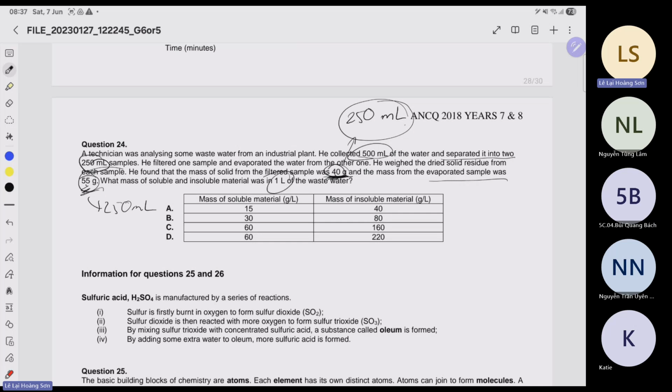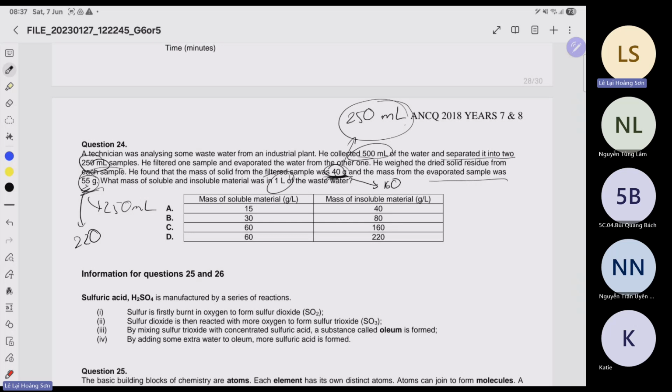Now you are asked to answer for 1 liter, so you multiply by 4. 40 multiplied by 4 gives you 160. 55 multiplied by 4 gives you 220.